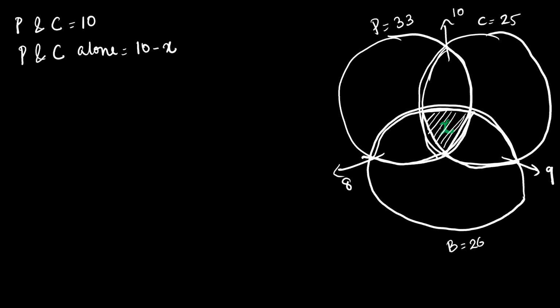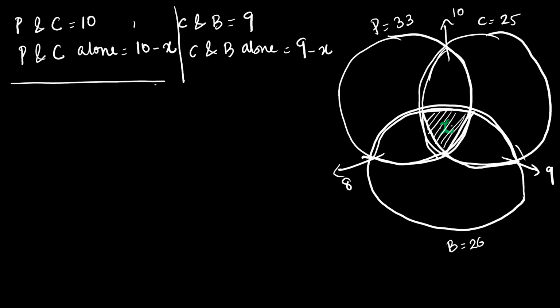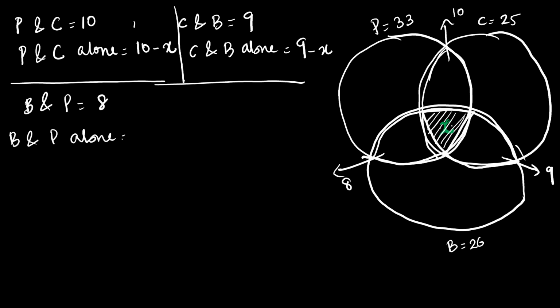Next is students studying chemistry and biology, it is given as 9. So the number of students studying chemistry and biology alone will be this 9 minus this common area, 9 minus x. Next is given biology and physics. It is given as 8 students. So the students studying biology and physics alone would be 8 minus x. So now we got all these portions, that is, this is 10 minus x, this is 9 minus x, and here it is 8 minus x.